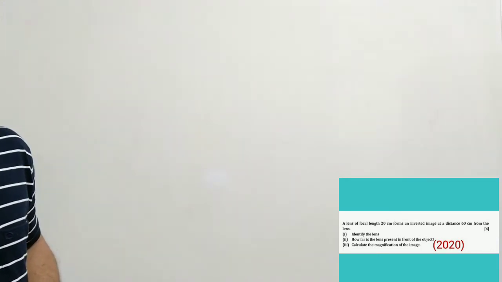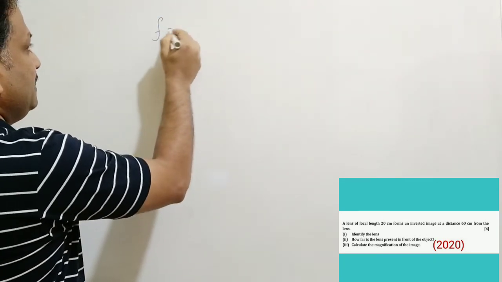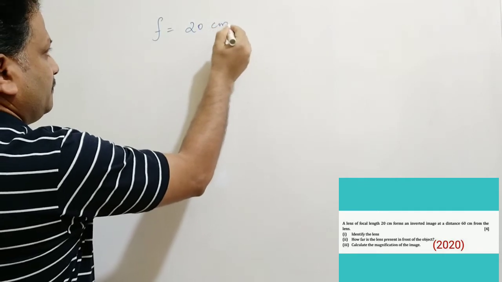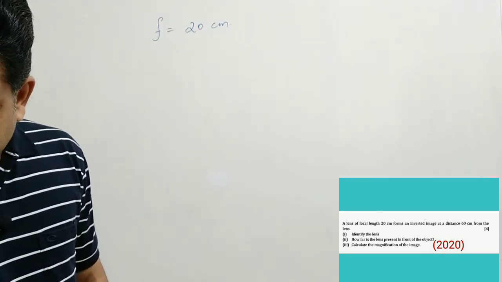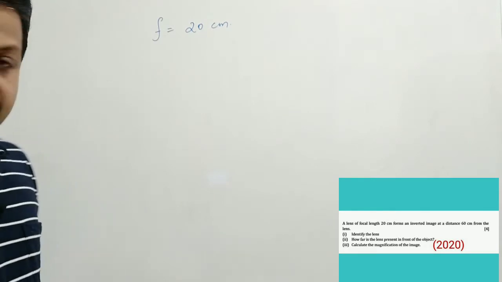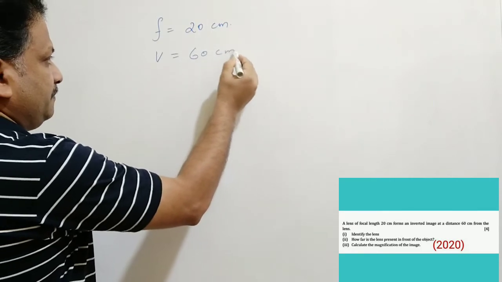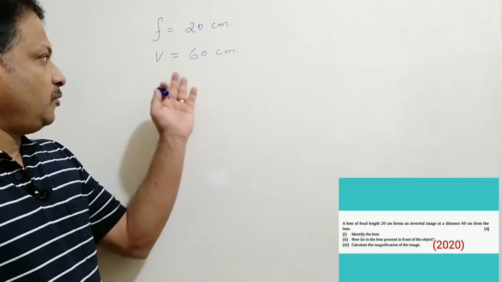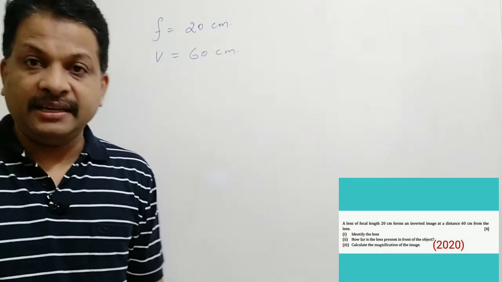A lens of focal length 20 centimeter. The focal length of the lens is given. Focal length is 20 centimeter. Clear? Okay. Forms an inverted image at a distance 60 centimeter from the lens. The image distance v is given, 60 centimeter. So we don't know what the lens is here. Once you know the lens, you can apply the Cartesian sign convention.